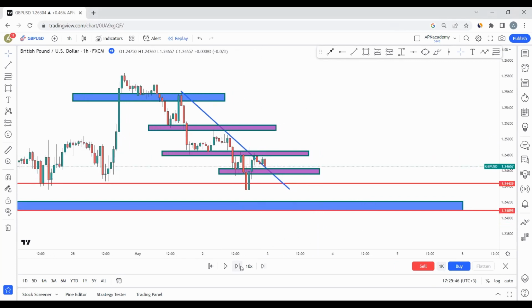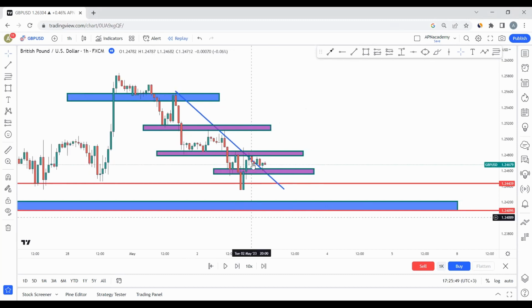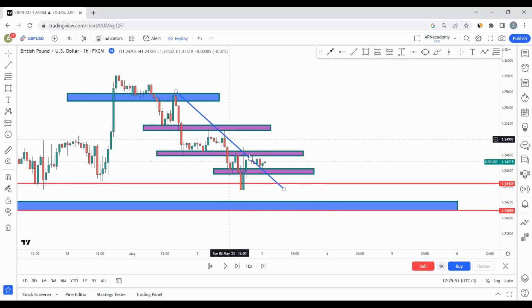It was held there around that point, right? And then it came back down into this point and it broke, and it's also above the trend line. So now there are two types of traders here.